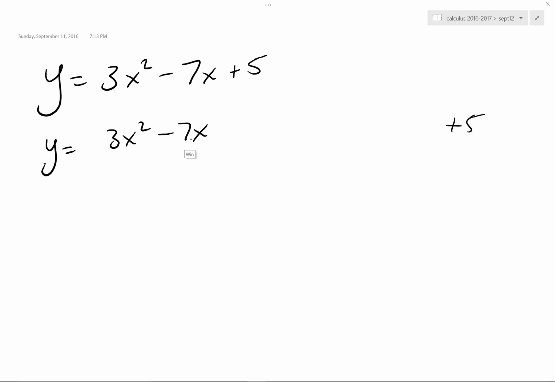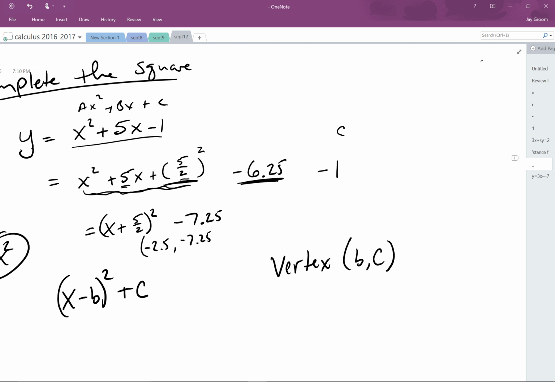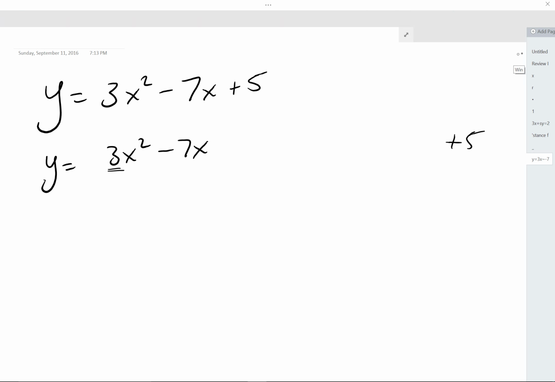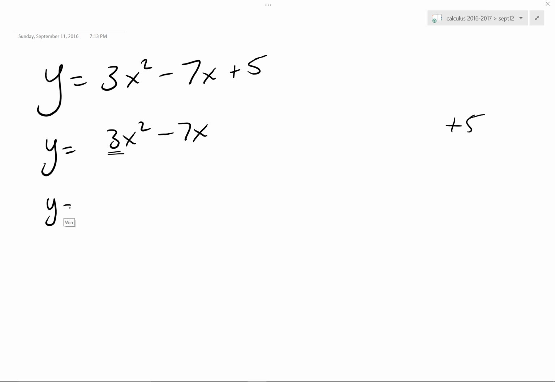And you're thinking, I paid attention, I want to take half of this. Not so fast. The coefficient out in front of the x squared needs to be a 1. You didn't do that last time, but it was already a 1 last time. So what we're going to do is factor that out of both of these pieces.